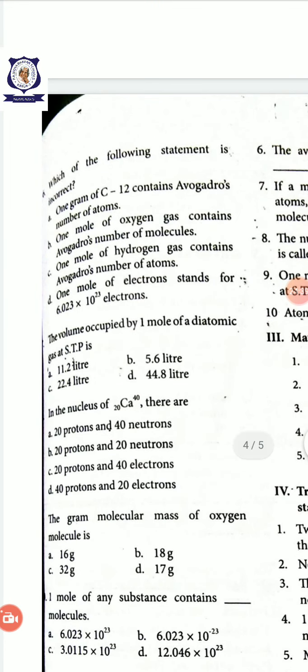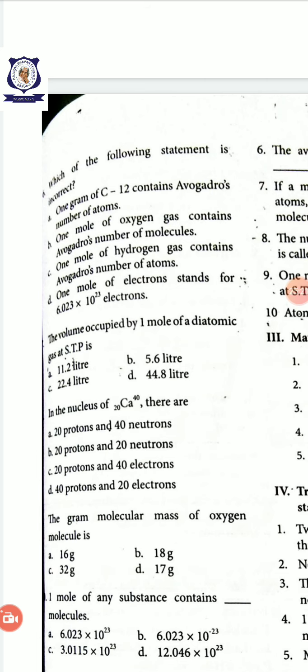Which of the following statements is correct? 1 gram of carbon 12 contains Avogadro number of atoms. It is wrong. See, it is 12 grams. So here 1 gram is wrong. 1 mole of oxygen gas contains Avogadro number of molecules. See, not only oxygen, any gas, if it is 1 mole, it contains Avogadro number of molecules. So it is the correct answer.